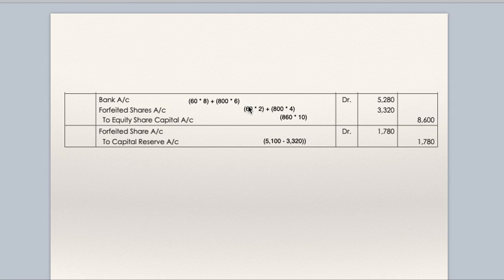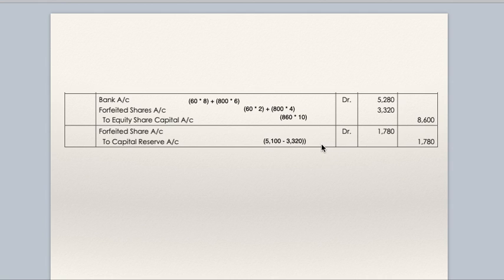Reissue of forfeited shares. All the forfeited shares they have reissued. 60 of Sanjay's shares at 8 rupees. So 60 into 8 plus 800 of Vivek's shares at 6. 800 into 6. 5280. Bank account debit. Forfeited shares account debit. This is discount. 10 minus 8 is 2. 10 minus 6 is 4. So 60 into 2 plus 800 into 4. Discount on reissue of forfeited shares gets transferred to forfeited shares account. To equity share capital account 860 into 10.